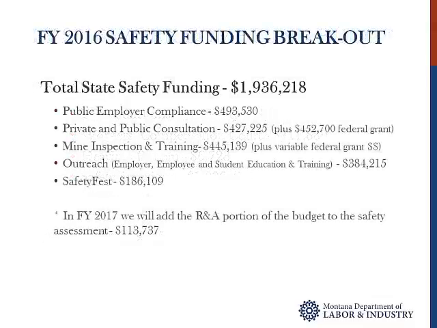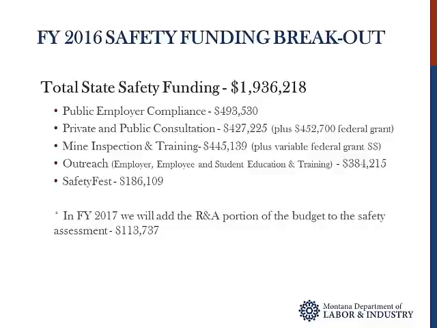This slide shows a further breakout of the fiscal year 2016 budget by outlining the planned Safety Bureau expenditures. The Public Employer Compliance Unit has a $493,000 budget for fiscal year 2016. The private and public consultation unit will receive approximately $427,000 of the assessment funds. In addition to the assessment funds, they also receive $452,700 in federal grant money for private consultation work.